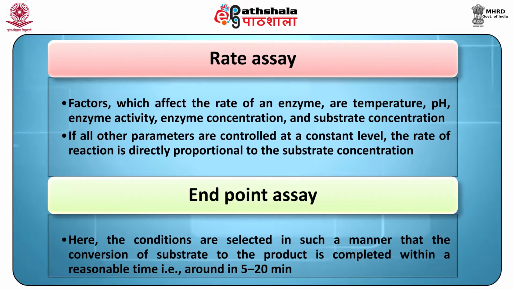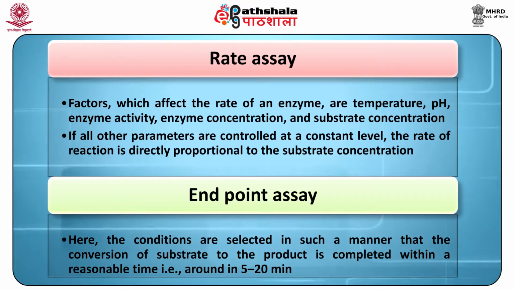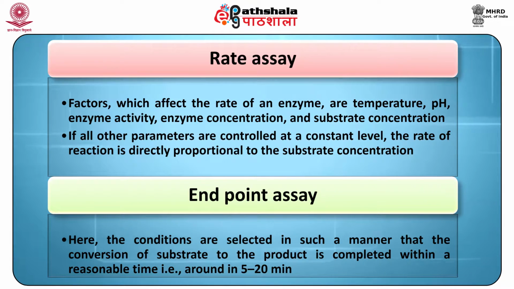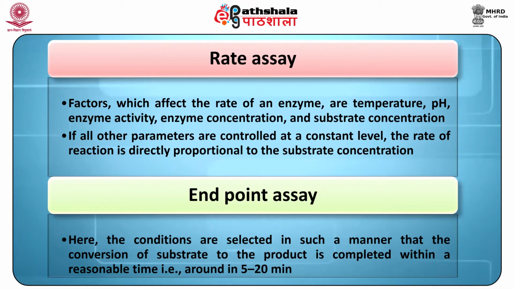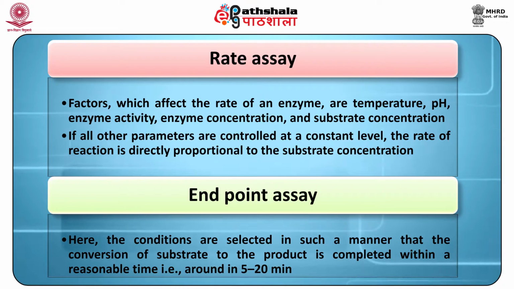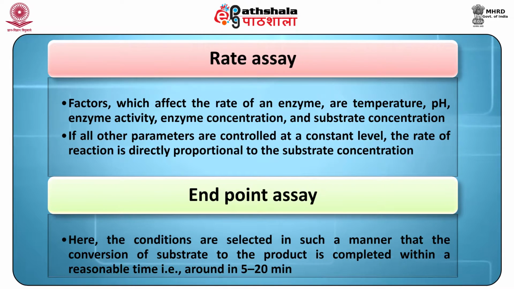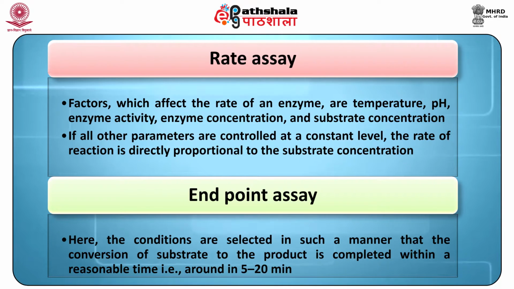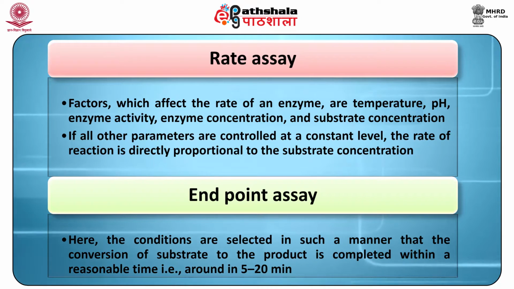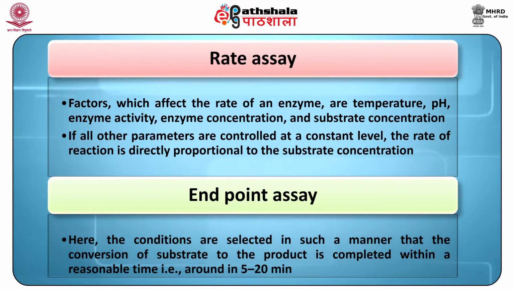Rate assay: factors which affect the rate of an enzyme reaction are temperature, pH, enzyme activity, enzyme concentration and substrate concentration. If all the other parameters are controlled at a constant level, the rate of reaction is directly proportional to the substrate concentration. Endpoint assay: here the conditions are selected in such a manner that the conversion of substrate to product is completed within a reasonable time, that is around 5 to 20 minutes.